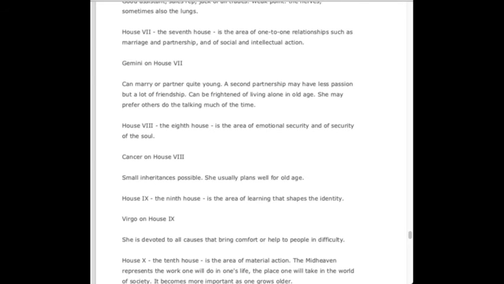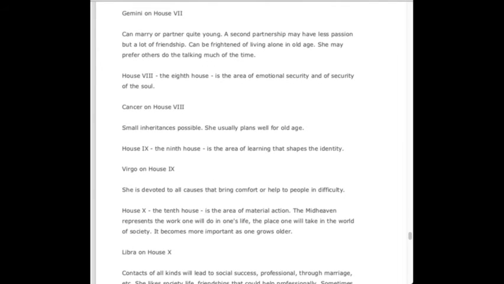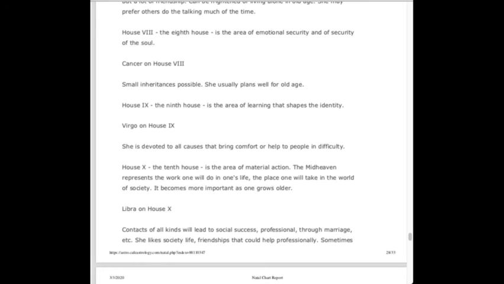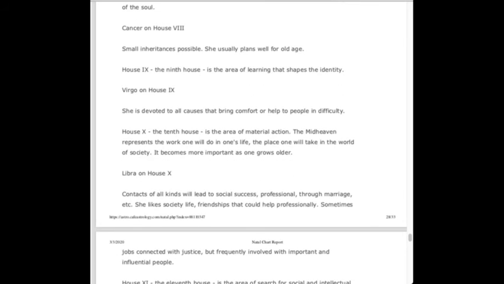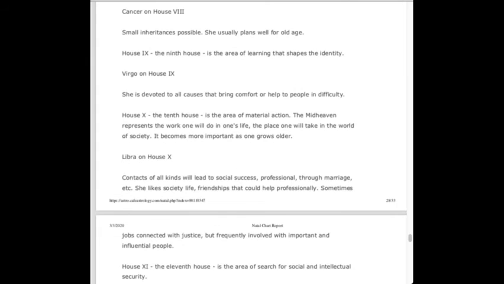House 10, the 10th house, is the area of material action. The midheaven represents the work one will do in one's life, the place one will take in the world of society. It becomes more important as one grows older. Libra is on house 10. Contacts of all kinds will lead to social success, professionalism, through marriage, etc. She likes society, life, friendship, and could help professionally. Sometimes jobs connected with justice are frequently involved with important and influential people.